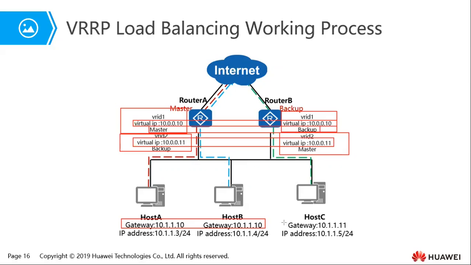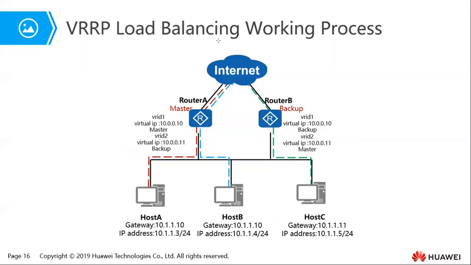On the other hand, host C has been configured with the gateway of group 2. So we can see that group 2 actually uses .11, and in group 2, who's the master? Router A is the backup, while router B is the master. So how do we determine who is the master and who is the backup? By simply configuring and playing around with the priority.